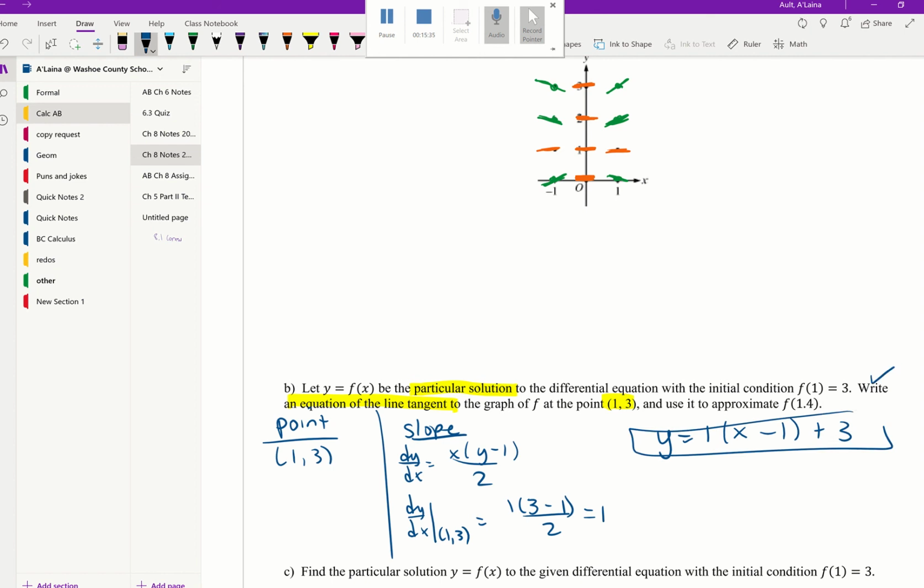That's this first part. They also said use it to approximate f of 1.4. So what I'm going to do is substitute in 1.4 for x into my tangent line, and then I can use a calculator to help me with that, but f of 1.4, which is the same idea as the output, which is y, is 3.4.